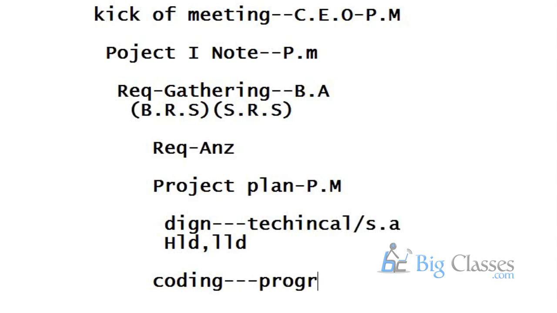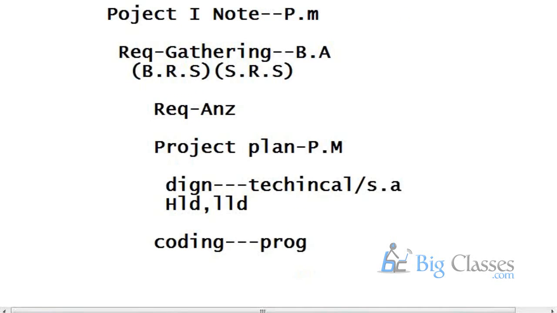Programmer starts coding. Once the coding is completed, what is the next stage? Testing, unit testing. Normally what we are thinking is that testing is common, our testing, but not our testing. Programmers are very intelligent people.